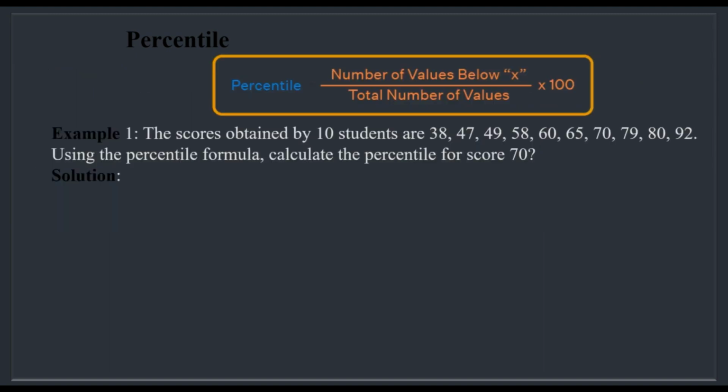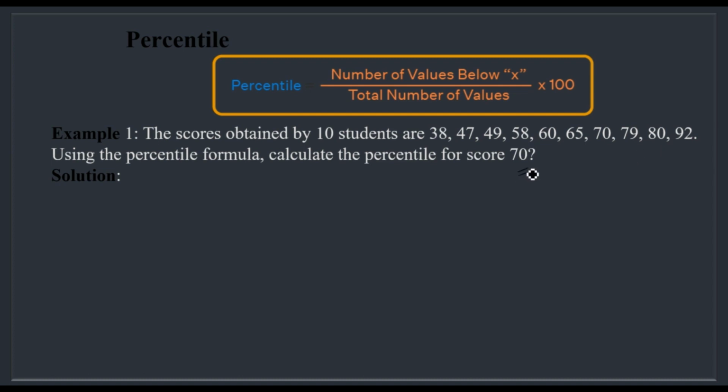So the calculation of the percentile is the number of values below x divided by the total number of values, into 100. This is one example with 10 student marks: 38, 47, 49, 58, 60, 65, 70, 79, 80, 92. Total 10 marks are there. So first we want to order them in increasing order.